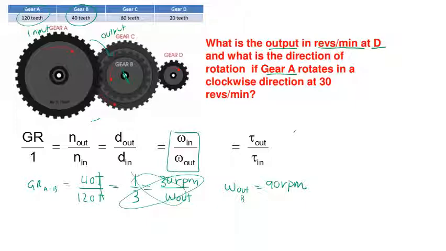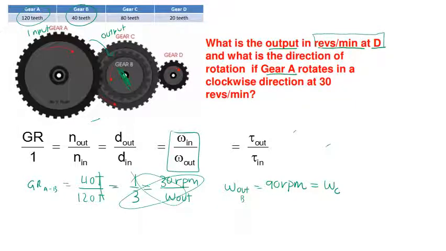Why? Because if B and C are on the same axle, then the angular velocity of B has to be the same as the angular velocity of C. They're on the same axle. It's like putting two wheels on the same axle and then spinning the axle. It doesn't matter whether you have one small wheel or one big wheel. They're both spinning at the same number of revolutions per minute. So now I know the angular velocity of gear C. But that's not the question. They want to know the angular velocity of D.